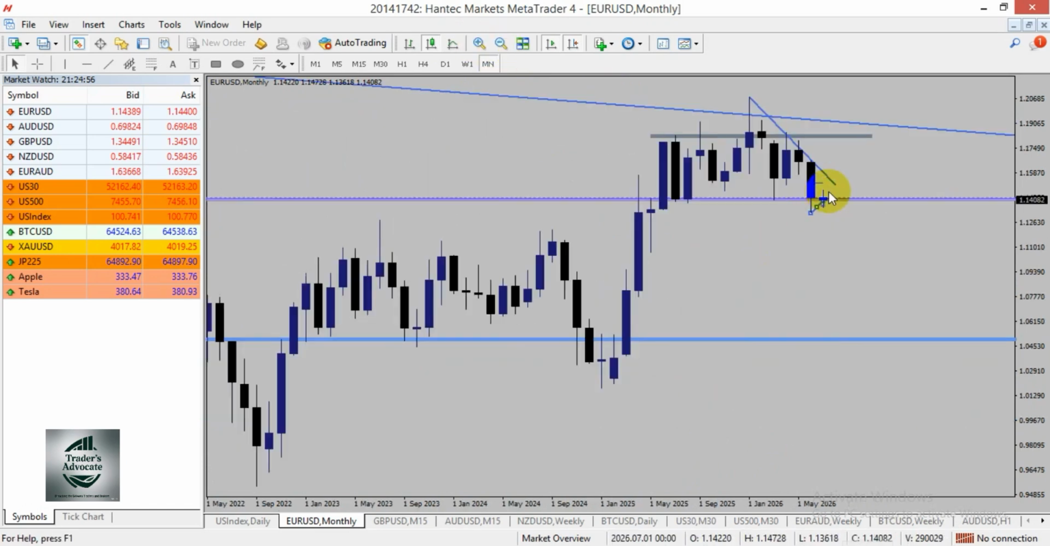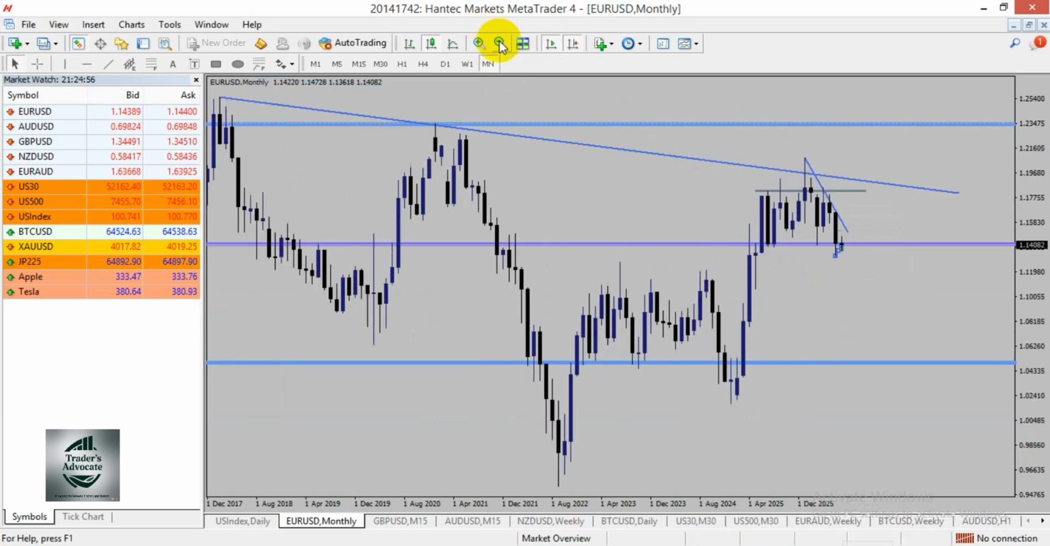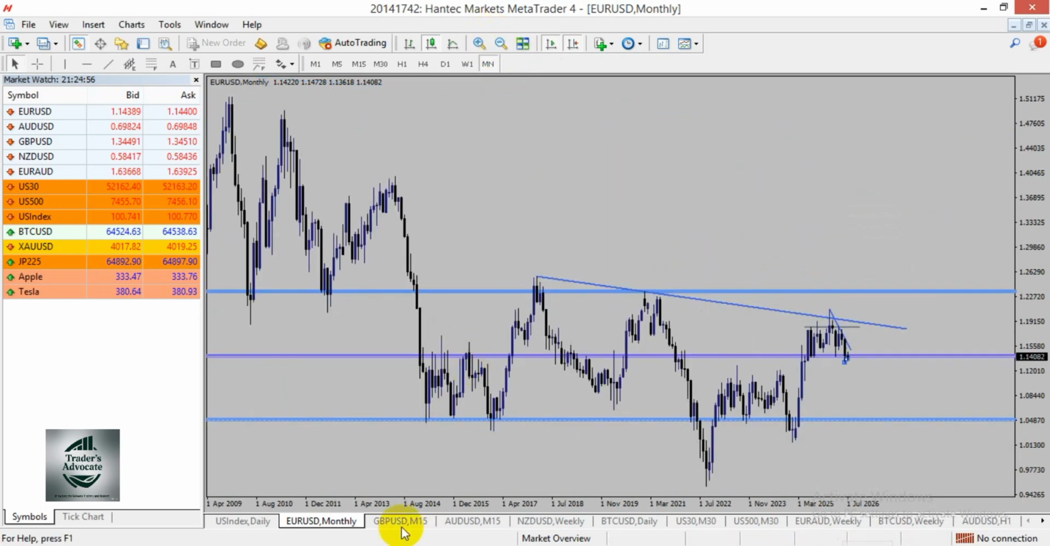All right, look at this on the daily time frame. This was just a fake out, and we are still trading inside of this range. So we need a proper breakout, then we will be selling. So that's it for the euros. Let's look at GBPUSD.